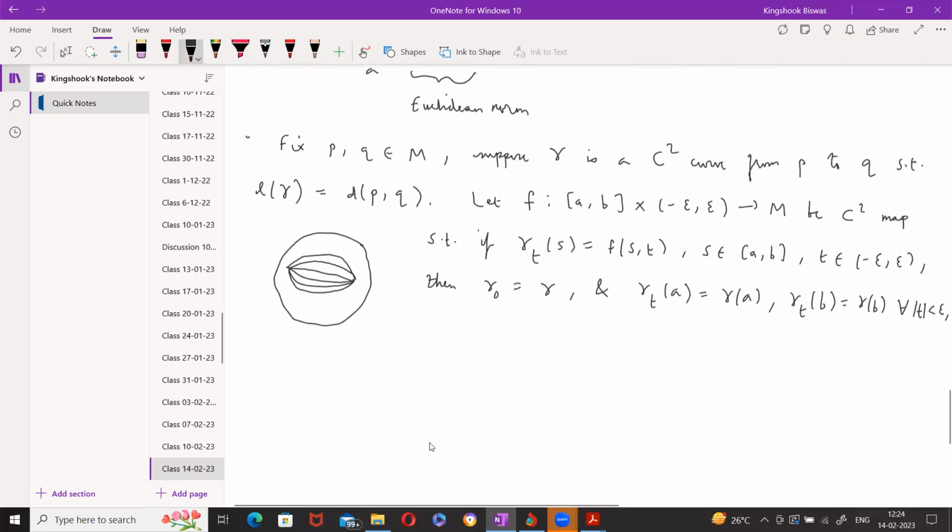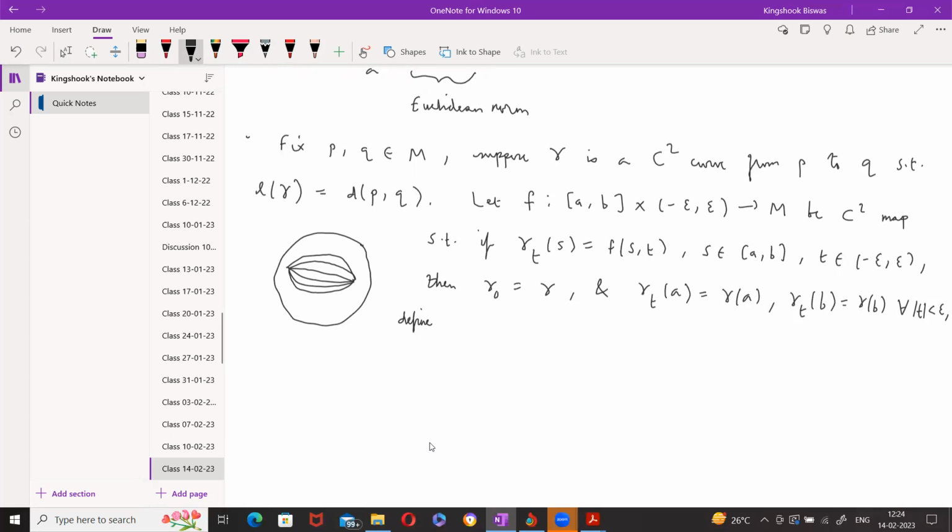So then we define, this family of curves is called a variation of gamma. It's called a proper variation of gamma because the endpoints are fixed. Any variation means a one parameter family of curves which at time 0 is equal to gamma. And the variation is called proper if the endpoints are the same as the endpoints of gamma throughout the variation.